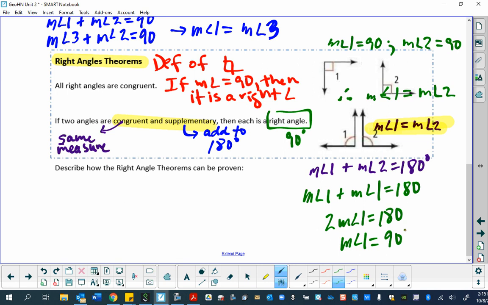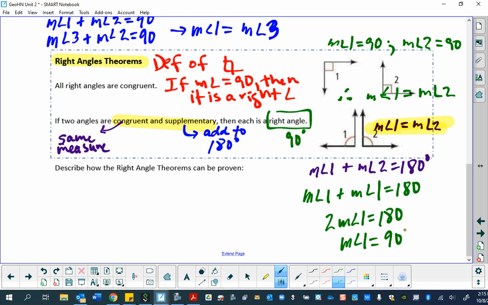Measure angle 1 plus measure angle 1. I can clean that up. I can combine those like terms. How many measures of angle 1 do you have? Oh wait, I can divide that too. Divide each side. Now measure angle 1 is 90 degrees, kind of cool, right?